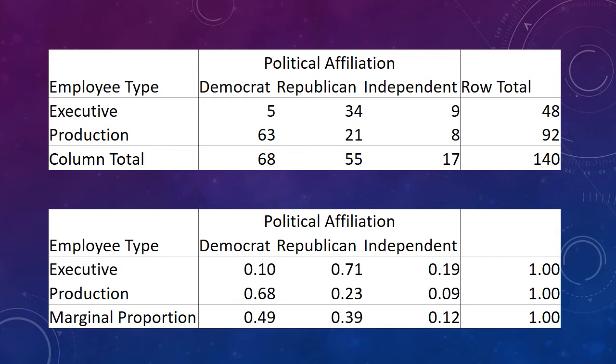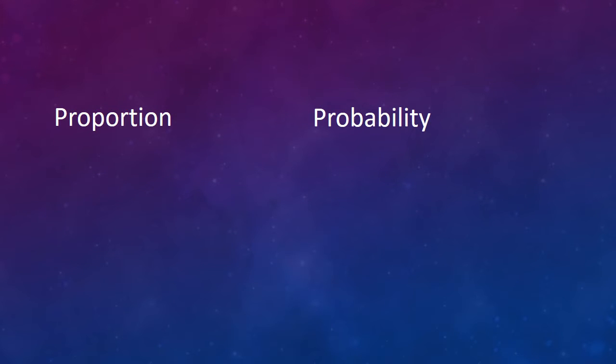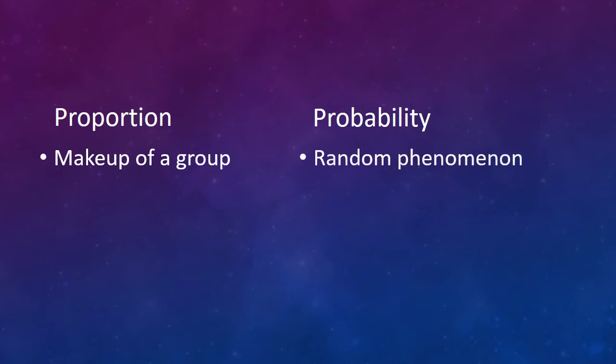Today, we're going to extend this from proportions to probabilities. That is, if two random variables are associated, then knowing information about one variable changes the conditional probability distribution of the other. What's the difference between a proportion and a probability? A proportion refers to the makeup of a group, whereas a probability refers to some random phenomenon, such as selecting a person randomly from the group.